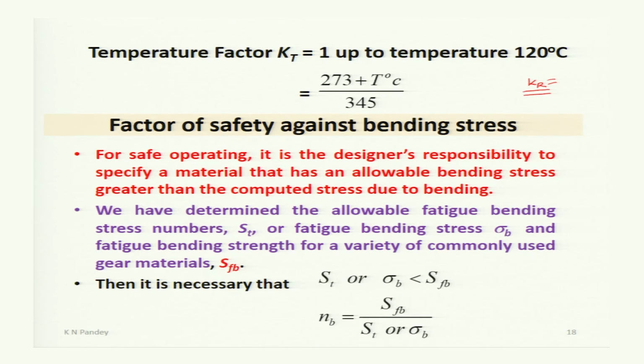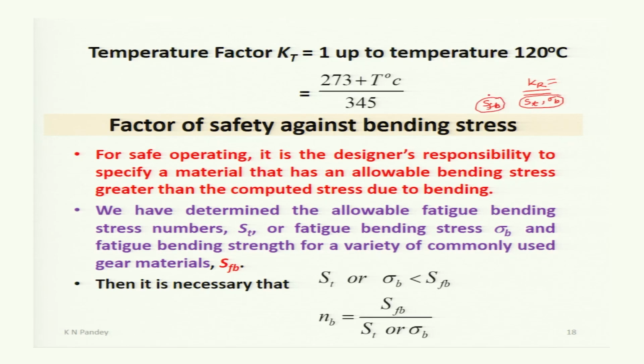So, now knowing the value of SFB, and knowing the bending fatigue stress which is acting, either in terms of ST or in the form of sigma B, now you can get the factor of safety.